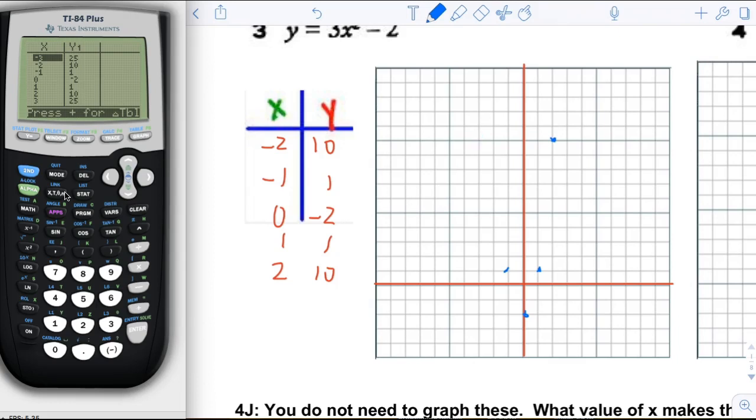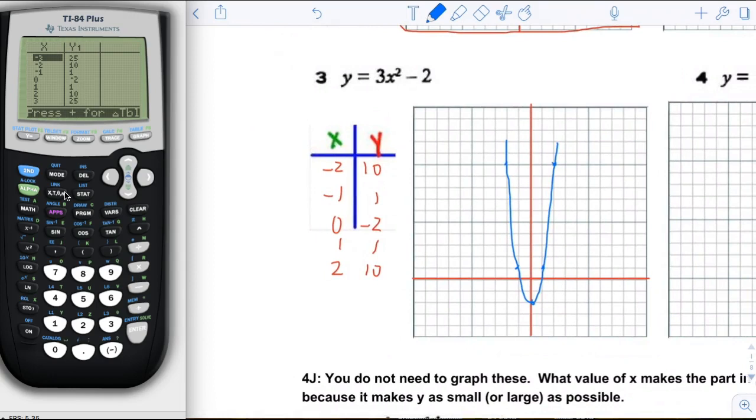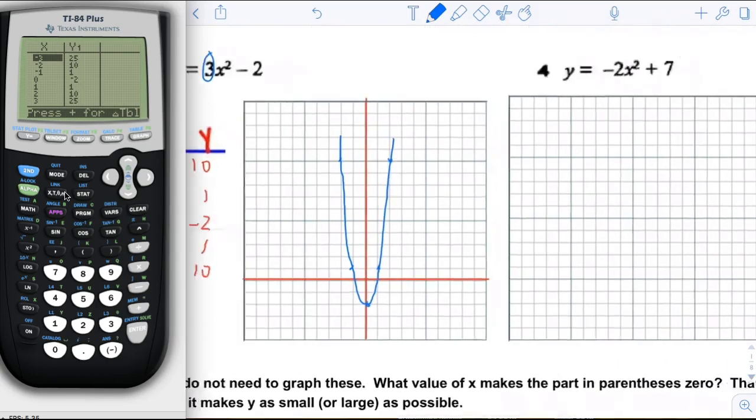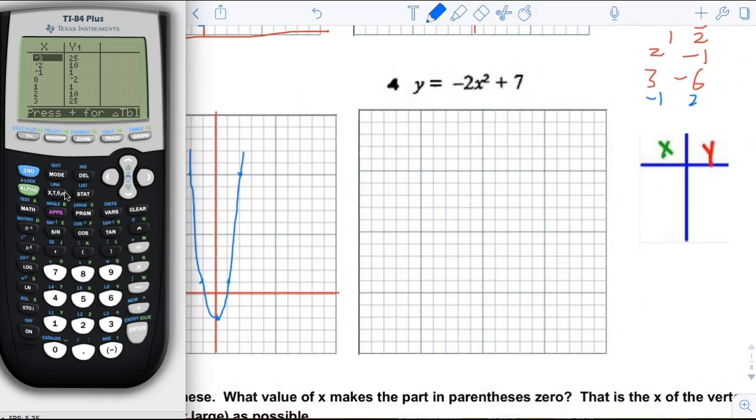Oops. There. Okay. That's it for that one. You can see that the a value is bigger than 1, so it makes it look narrower, doesn't it? Okay. Let's go to number 4.